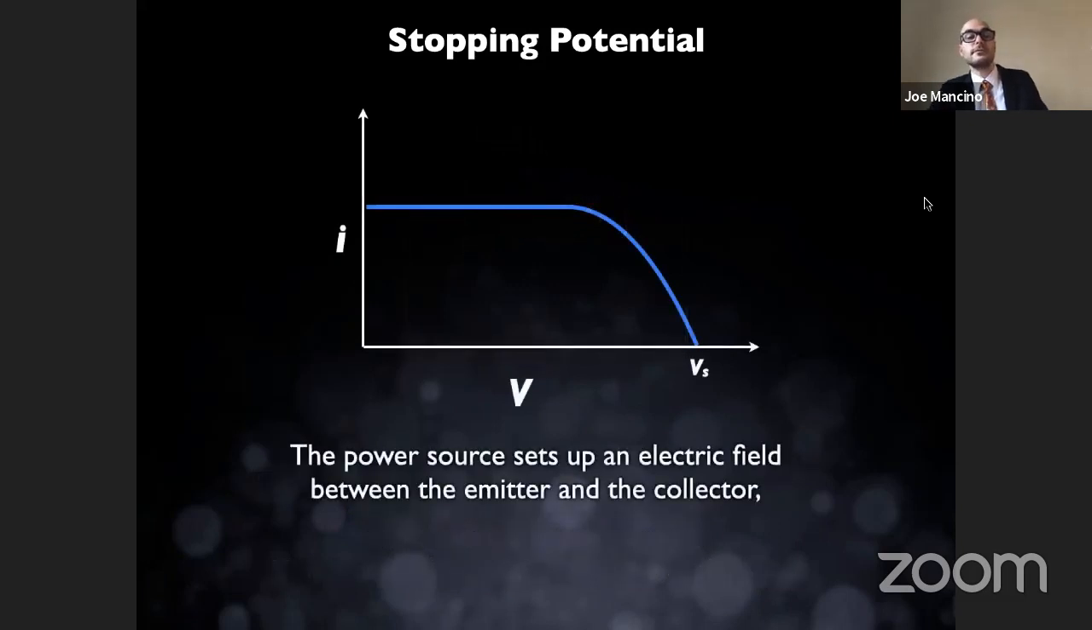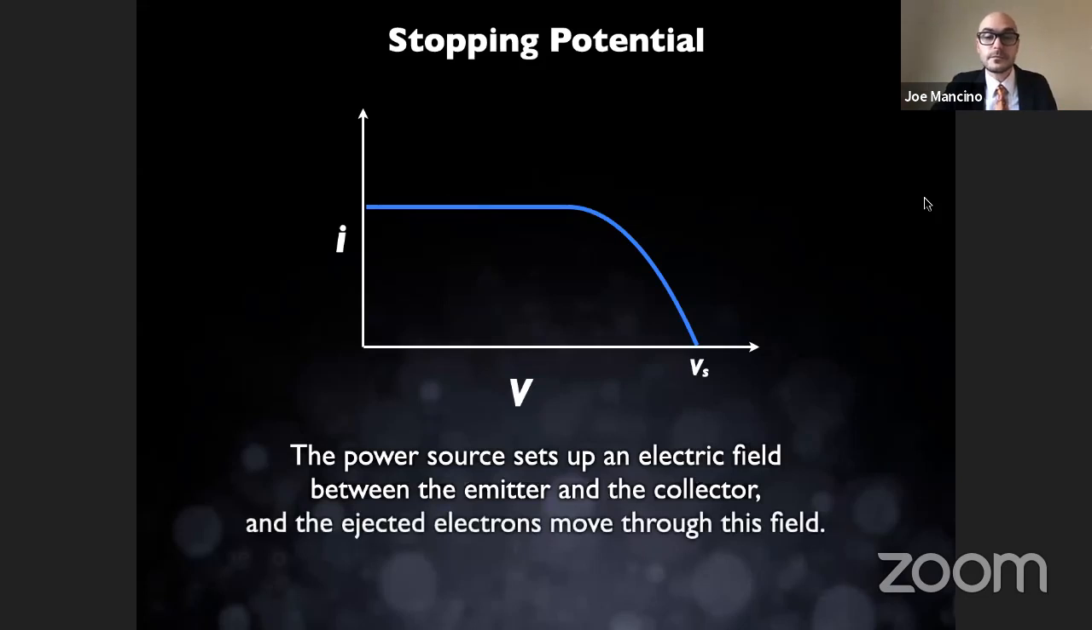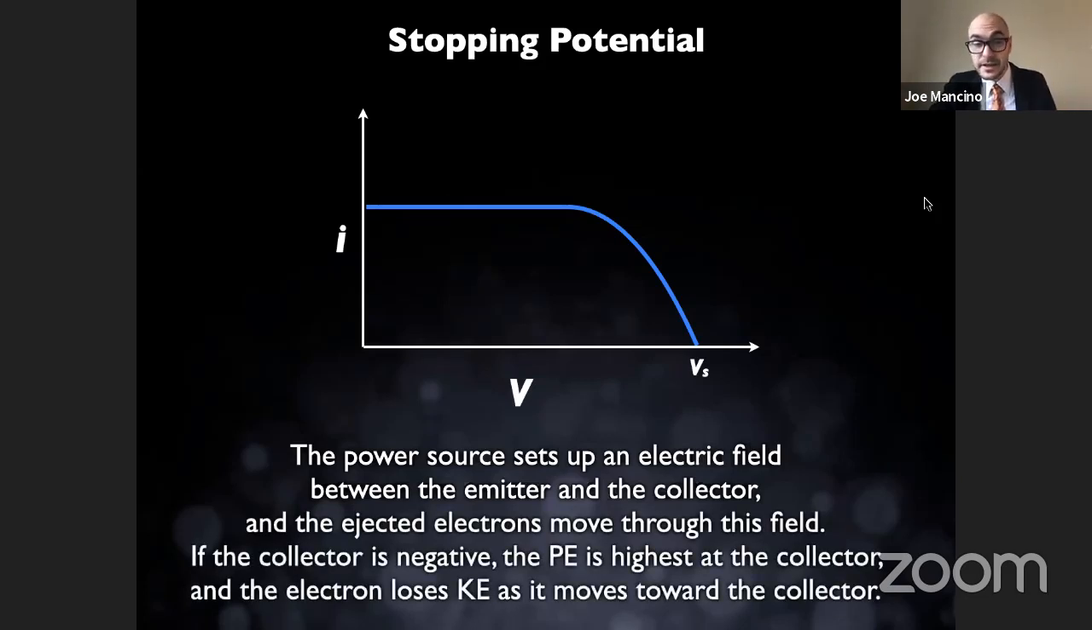So here's a graph of current versus stopping potential. As the experimenter turns up the voltage, eventually the current stops. At a high enough voltage, no electrons can jump that gap. The electrons are negative and the collector is negative, and there's just too much repulsion to overcome, or it's at too high a potential for the electrons to make the jump. The collector is negative, so the potential energy at the collector is just too high. The electrons can't get there.